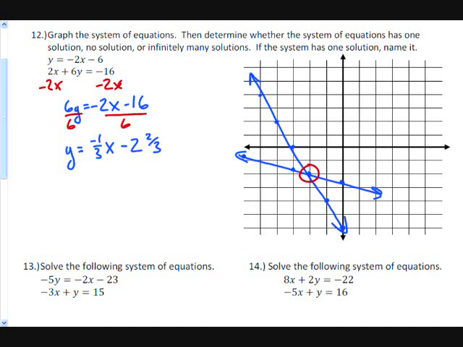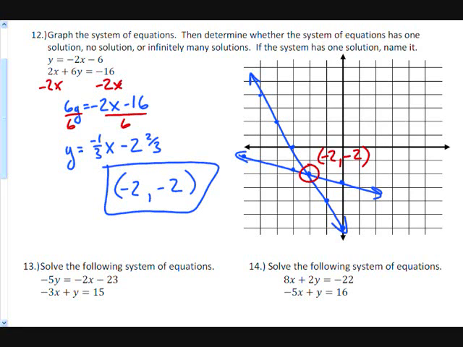This isn't a great example for solving by graphing. For this one, I probably would have used substitution to find out that this is for sure the exact answer, which is -2, -2, where they intersect. But that is my answer, x equals -2, y equals -2. So it's the answer, the ordered pair -2, -2. Okay?